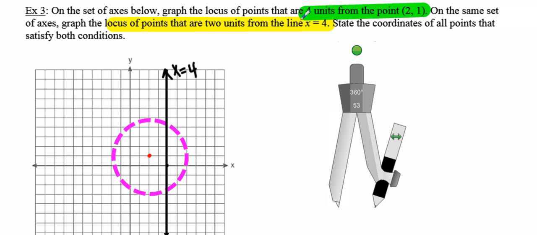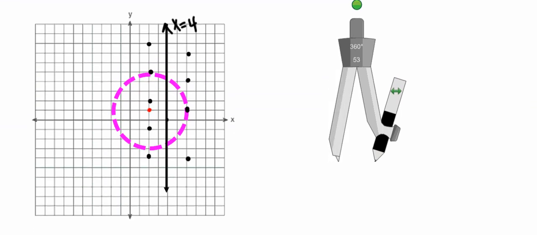I want to find the set of points that are exactly 2 units away from that line. I'm going to go find some that are 2 units away. There's some that are 2 units away over here to the right, some that are 2 units away over here to the left. And so anybody that's 2 units to the right of that line is 2 units away, as is anybody that's 2 units to the left. So I can start to see that my locus is developing. It's going to end up being 2 lines, one on either side of x equals 4.